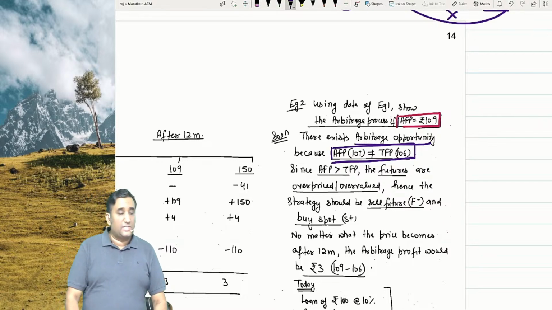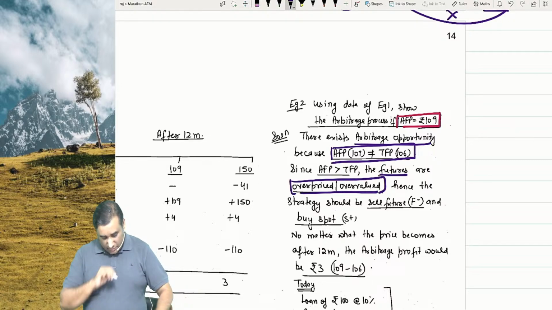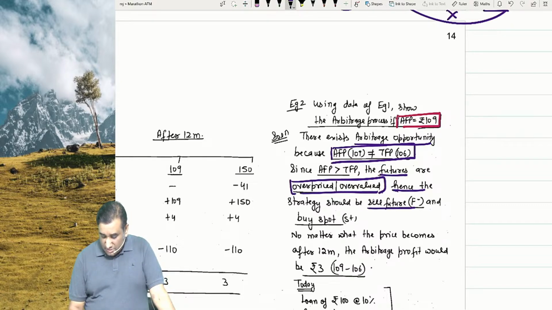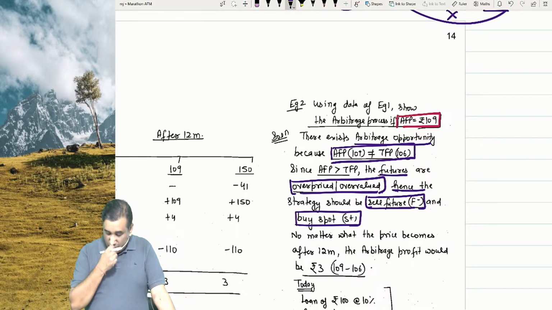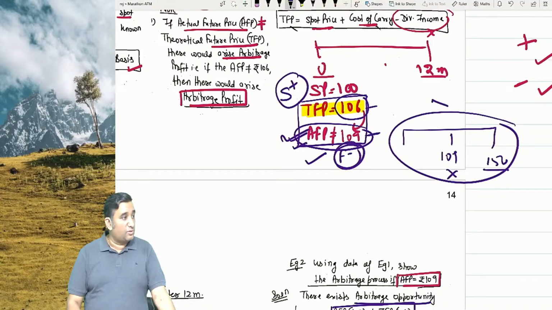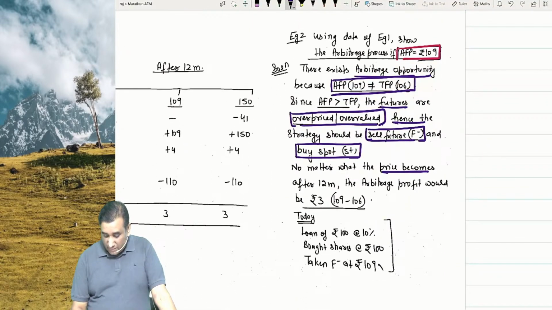Since AFP is greater than TFP, the futures is overpriced, overvalued. Hence the strategy should be sell futures and buy spot. The call you have taken is by looking at the futures price, since this was overvalued. Sell futures, buy spot. No matter what the price becomes after 12 months, the arbitrage profit would be 3 rupees.